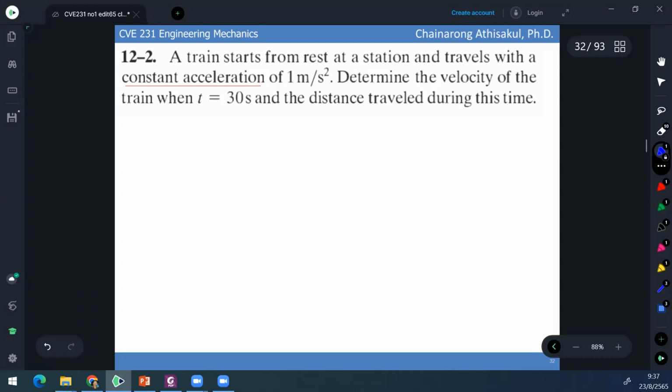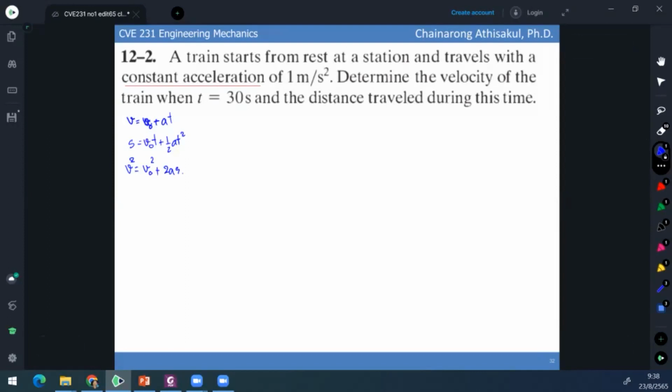we have v equal to v0 plus at. We have s equal to v0 t plus a half at squared, and also we have v squared equal to v0 squared plus 2as. So for this case, we know that the train starts from rest. That means we know v0 equals 0 meter per second.